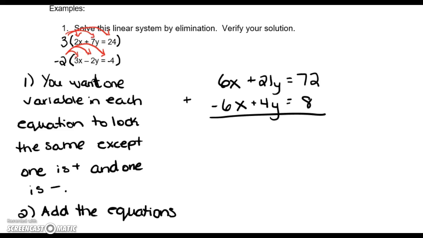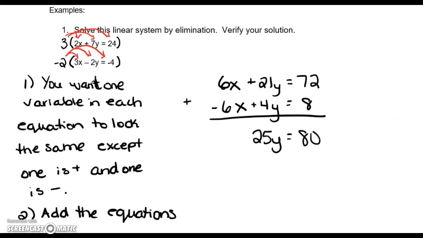So this one here is already in our perfect order, so we can just go ahead and add those two together. So 6x plus negative 6x is 0, so I don't have to write anything there. Then we have 21y plus 4y is 25y. And then 72 plus 8 is 80.